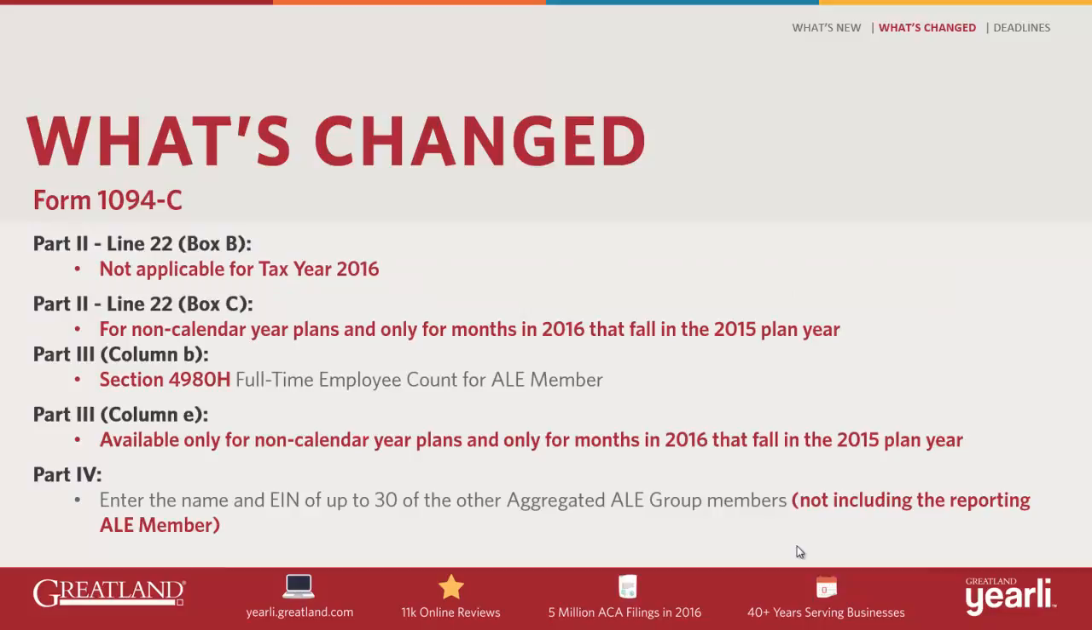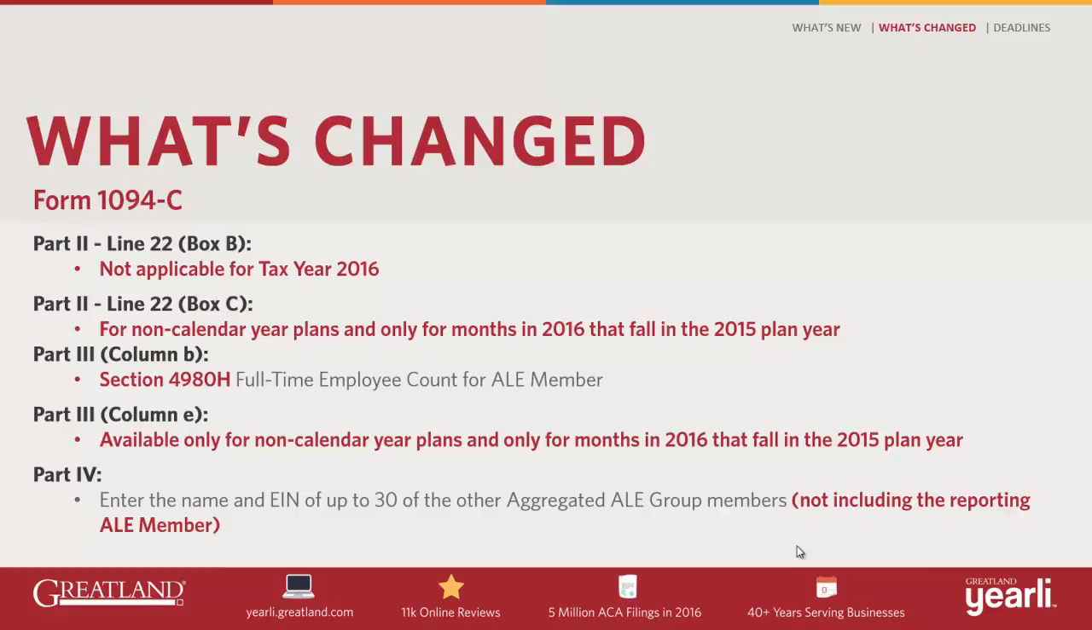Now let's move on to Form 1094-C. On line 22, Certifications of Eligibility, Box B is no longer applicable for tax year 2016. Box B was for the Qualifying Offer Method Transition Relief. Box C on the same line now is only applicable for non-calendar year plans and only for the months in 2016 that fall in the 2015 plan year. Box C is for Section 4980H Transition Relief, which is a form of penalty relief.